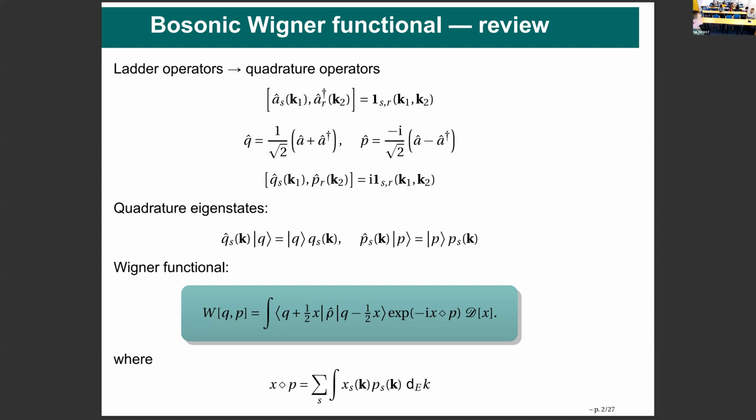Now, the next thing that you do then is you convert this into quadrature operators. In the bosonic case, this is just the sums and differences of your two ladder operators, your creation and annihilation operators. They are now defined in such a way that they are Hermitian. And then you can now work out what their commutation relation is. And based on the commutation relation of the ladder operators, this is what you get. So you get the same identity, but with an i multiplied by now.